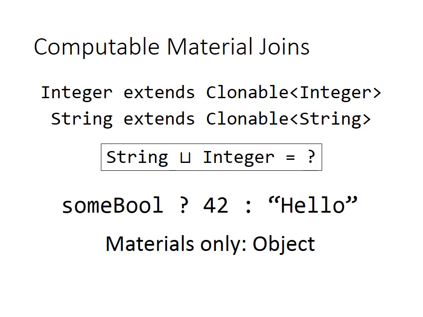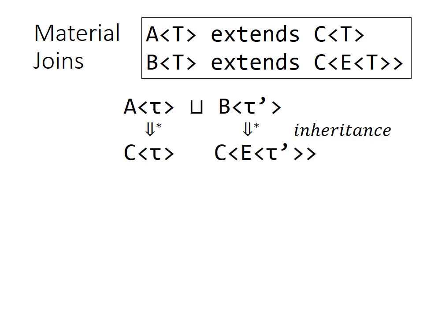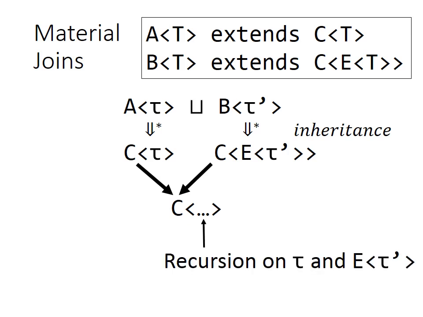And here's how. Now imagine that you have two types A and B with the common supertype C, and you want to compute the join of two concrete instantiations of them with type arguments tau and tau prime. How you would do that is you would apply inheritance, possibly several times, to lift both of them up to their common supertype representation. Now you know that their join will be a C of something. We won't go into the details of how that something is computed, but there is some recursion on the type arguments tau and tau prime.